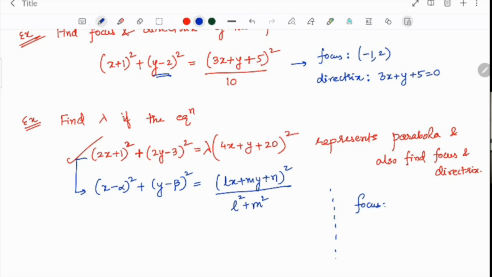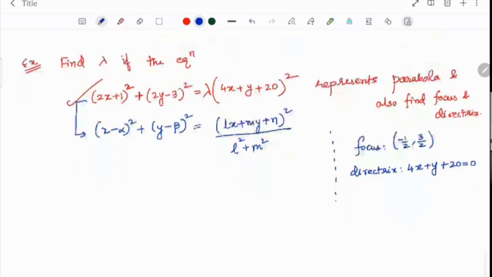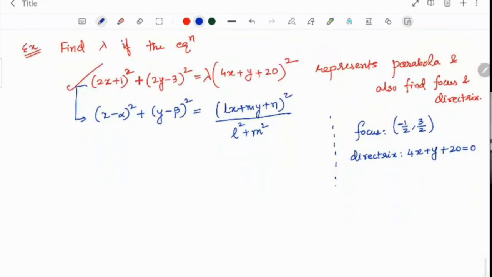Navya, minus 1 by 2 comma 3 by 2. Minus 1 by 2 comma 3 by 2. What would be the directrix? 4x plus y plus 20. Right. All right. Okay. So let me try to express this in form 1.